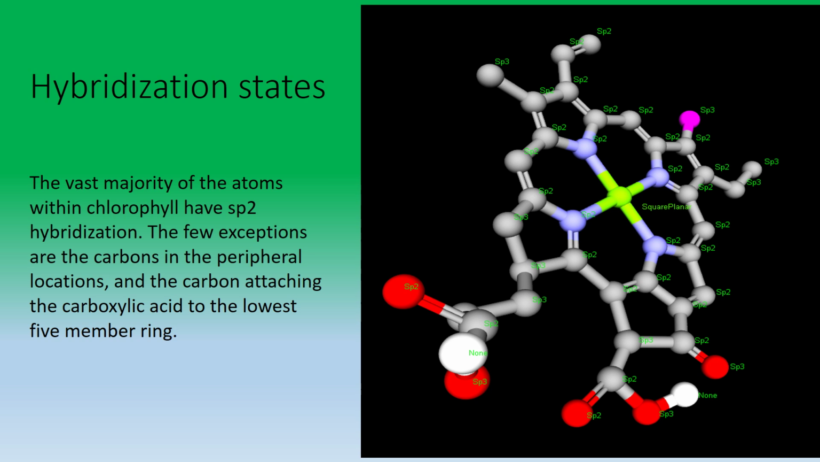And the few exceptions can be found immediately in the middle with the magnesium ion, as well as the peripheral carbons and hydrogens, such as the carboxylic acids and the ketone. Again, we'll discuss those later on.